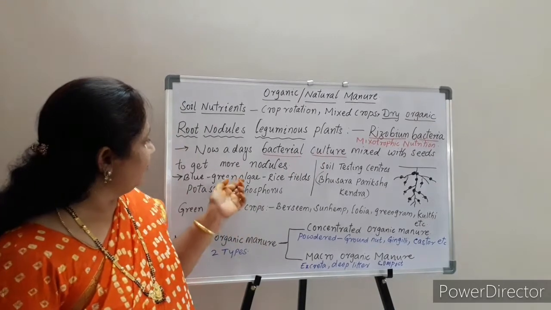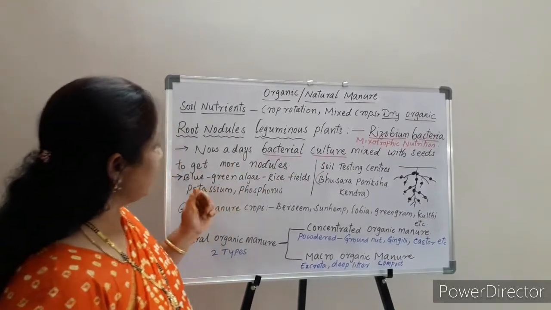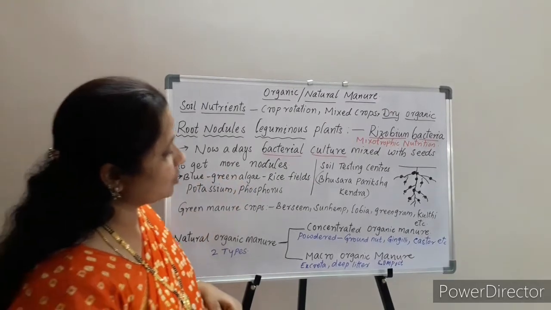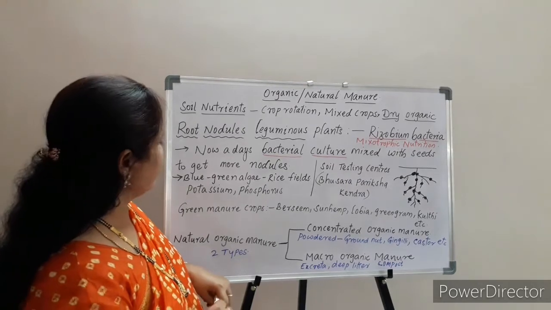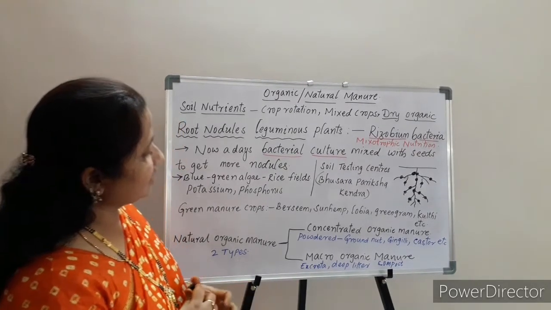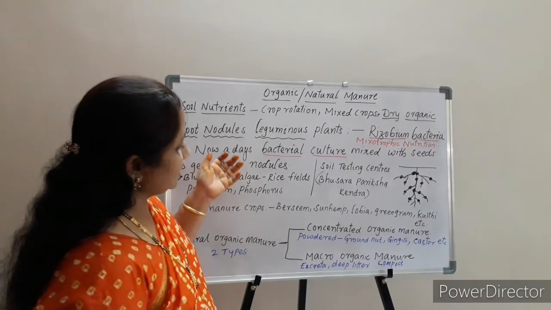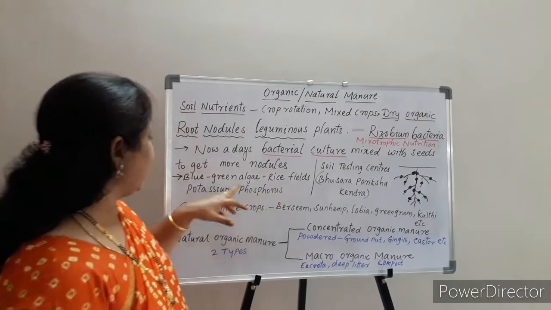And even a type of blue-green algae is mixed in the rice fields to increase the fertility of the soil and to increase the productivity in the rice fields. So this blue-green algae is not only helpful to increase the fertility of the soil and the nitrogen in the soil, it is also helpful to increase the productivity in the rice fields.